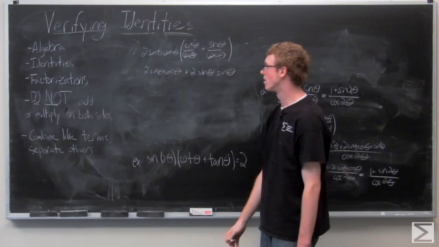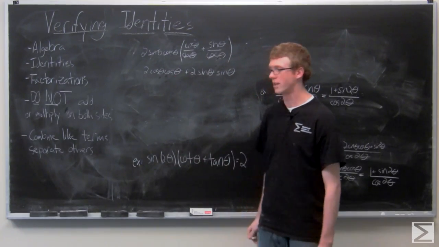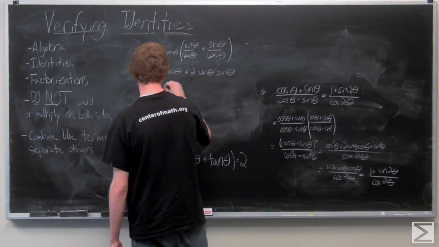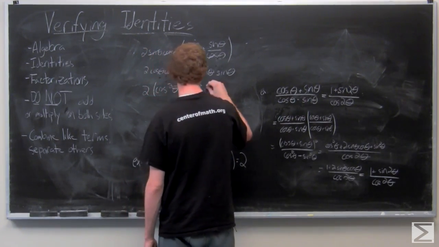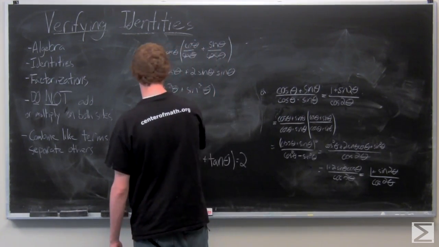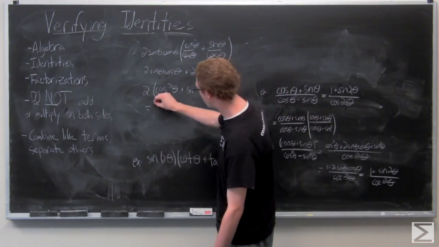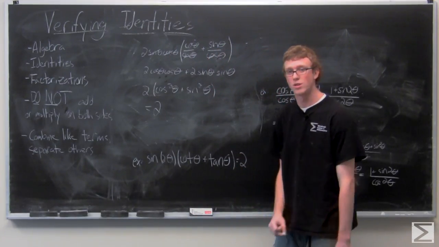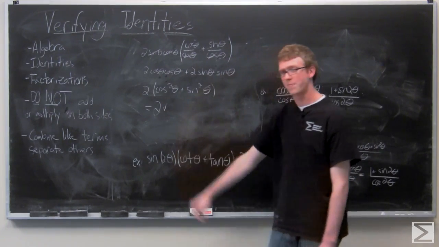And if you're being intuitive here, you're going to pull out the 2 and realize immediately that those are both just squared terms. And again, we're going to see that Pythagorean identity, and this value is just going to be 2. And that's what we had it equal to originally. So again, we have verified another identity.